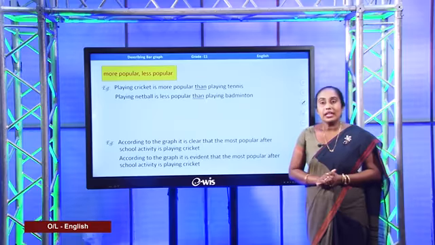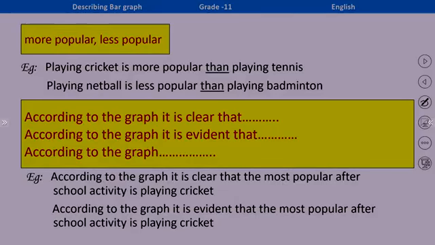Okay? Now we have learned language expressions to describe our bar graph. Now we came to the last sentence of our bar graph. Let's see. You can use these language expressions. According to the graph, it is clear that. Look at the example first. According to the graph, it is clear that the most popular after school activity is playing cricket.